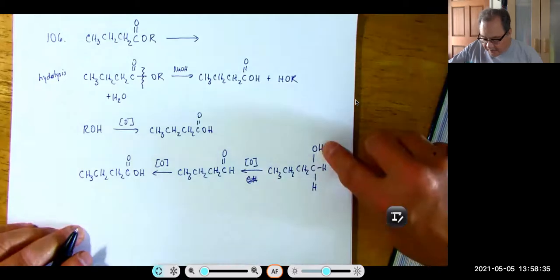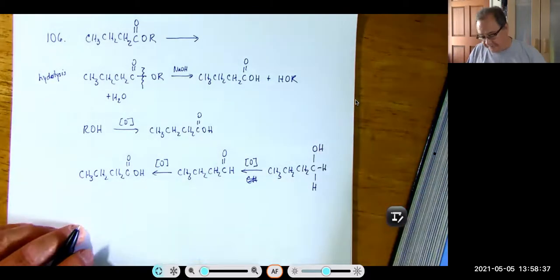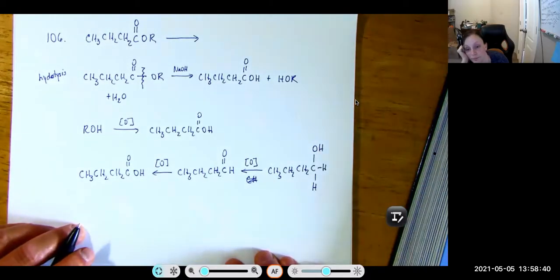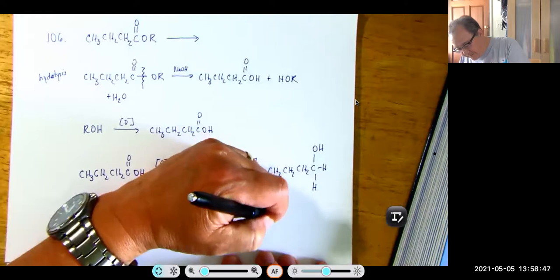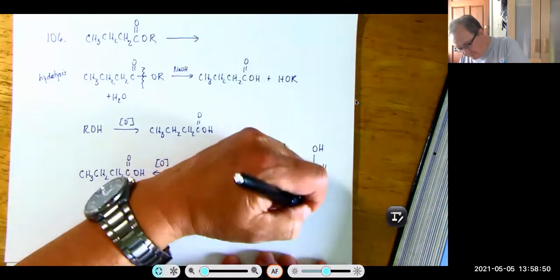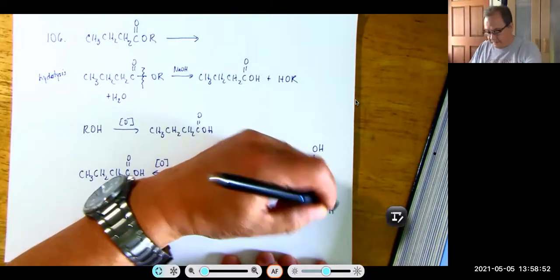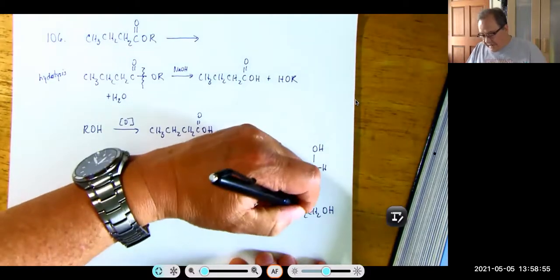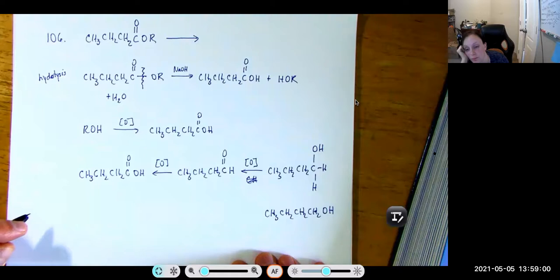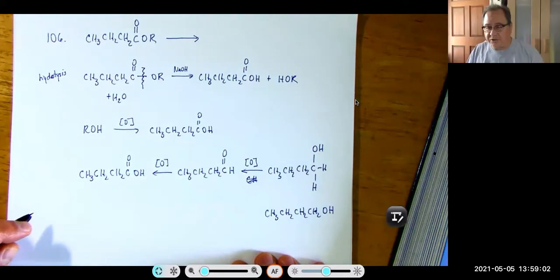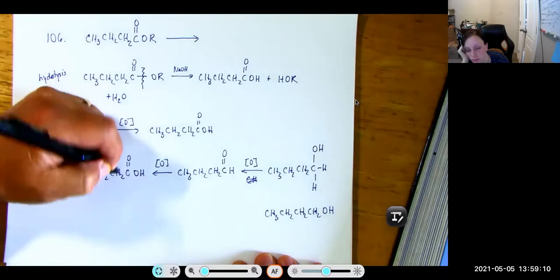There's my H and my OH, and that becomes a double bonded oxygen, right? Yeah. So this is the alcohol. What's another way of drawing this? So what's the name of that alcohol if you had to name it? Butanol. Close, really close. 1-butanol. Yes.